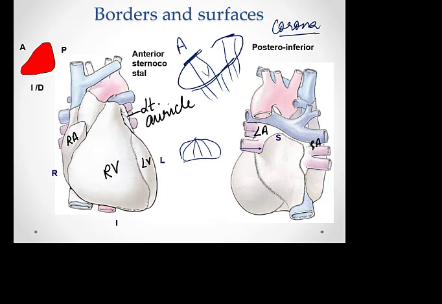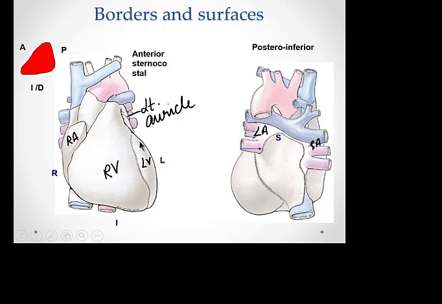So let's trace this coronary sulcus. In this picture, we are looking at this part of the heart, which is the anterior, also known as the sternocostal surface, because your heart is related to the sternum and the costal cartilages, right? So this part is called the anterior or also the sternocostal surface. So all of this area is the anterior or sternocostal surface. So we're looking at this part of the heart.